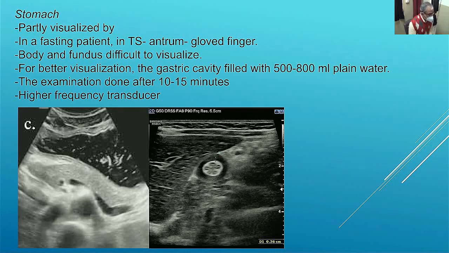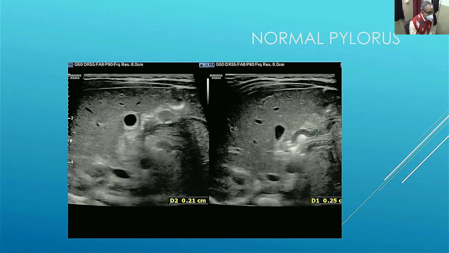We cannot visualize the fundus properly, but for visualization of the body, we give the patient 2 glasses of water, wait for 5 to 10 minutes, and then scan. We can see part of the body and the antral region. The pylorus is also very well visualized in most of the patients.